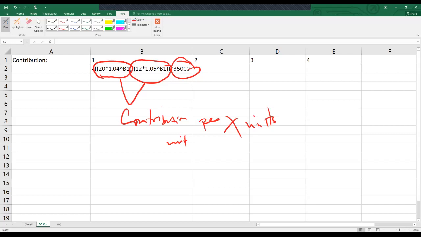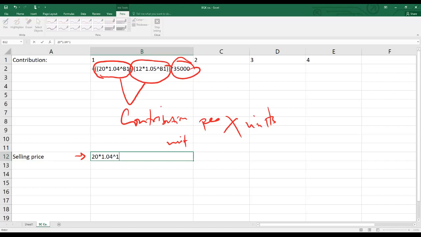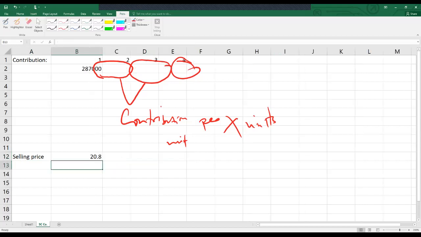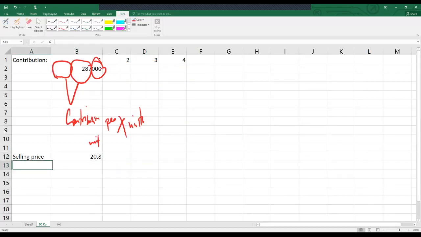What do you do? In the first cell, you do the selling price. Let me just show you. The selling price is equal to 120 times 1.04 to the power of one. That gives us the selling price for year one.